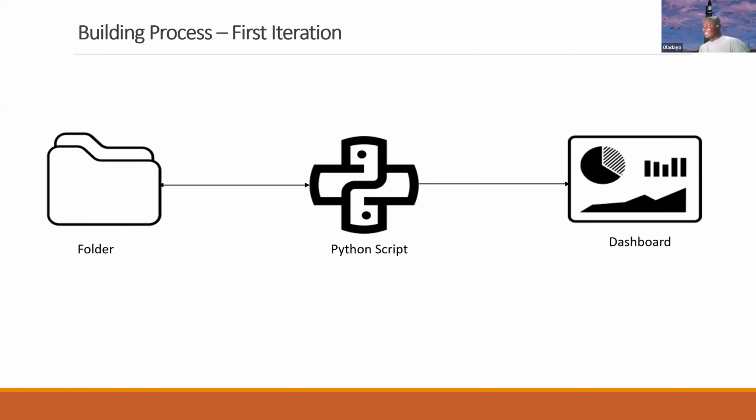Now, for the first iteration, this is the architectural diagram. I have a folder on my system, and then I wrote a Python script, and it created a dashboard. With the folder, I decided to take 3 months of data, that's about 92 daily reports, and keep it inside a folder on my computer. I wrote a Python script that interacted with the folder, extracted all the data that is needed and transformed it. And then inside that same Python script, I created the dashboard.